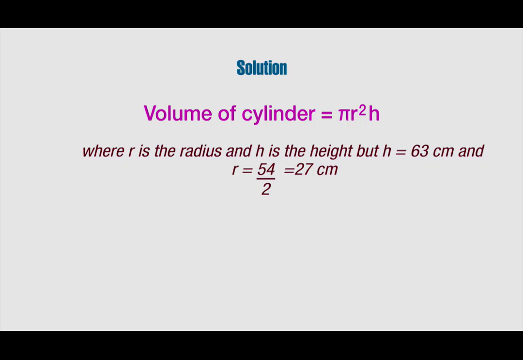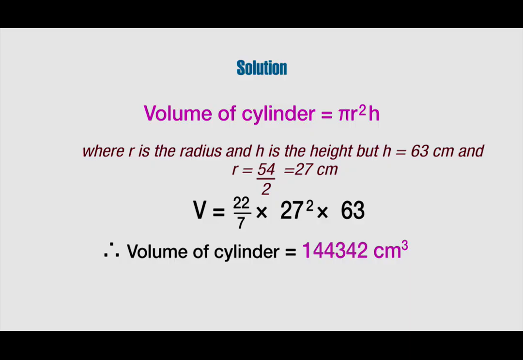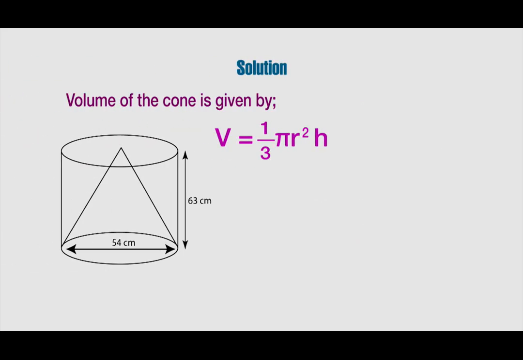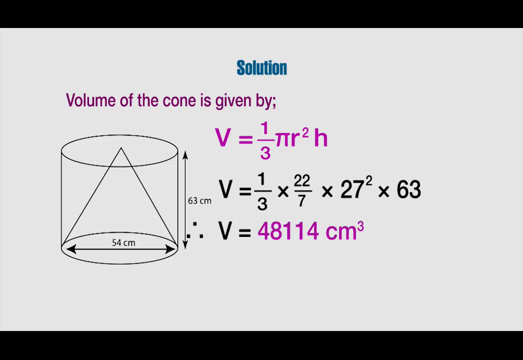We then do the appropriate substitutions, and we have volume equals 22 over 7 multiplied by 27 squared multiplied by 63. Therefore, V is equal to 144,342 centimeters cubed. So the volume of the cone is given by V equals 1 over 3 pi r squared h. So you have V equals 1 over 3 times 22 over 7 multiplied by 27 squared multiplied by 63. And that gives us 48,114 centimeters cubed.